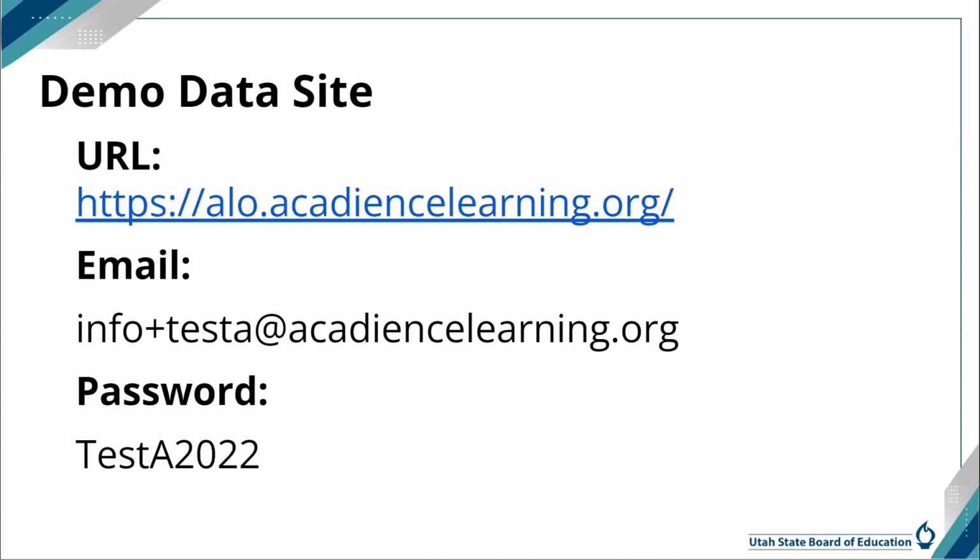Yeah, see, mine's just taking me to essential training assessments. So take off the essential training. You just want to have that alo.acadiancelearning.org. So if you've done the essential training site, it may just default to that site. Okay. All right, there we go. Thank you. Yes. Click on that and then take that one.